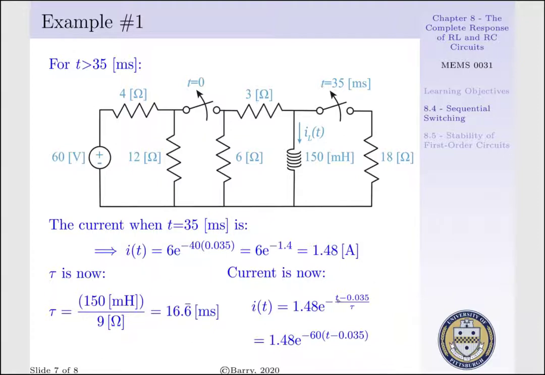We note that our time has to take into account where we depart, i.e. 0.035 seconds. That is, when time t is equal to 0.035 seconds, we have e to the 0, this term drops out, and we're left with our initial current, 1.48 amps.